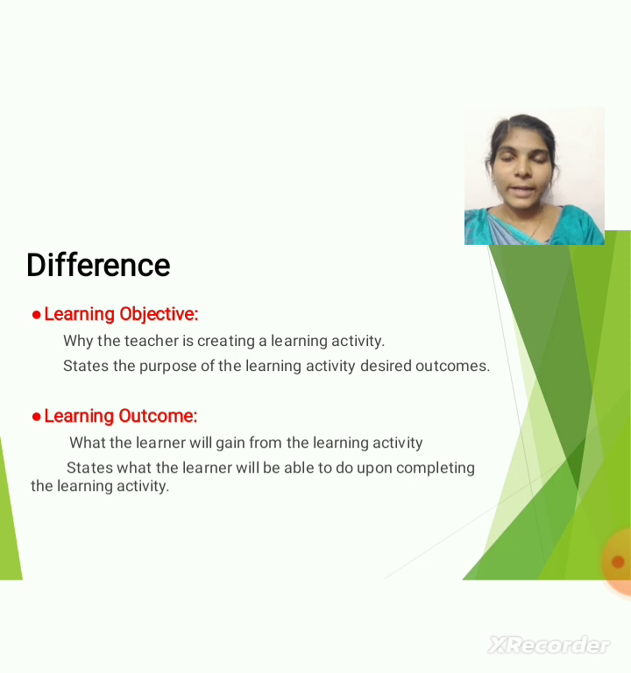Difference. Learning objectives: why the teacher is creating a learning activity; states the purpose of the learning activity; decide outcomes. Learning outcome: what the learner will gain from the learning activity; states what the learner will be able to do upon completing the learning activity.